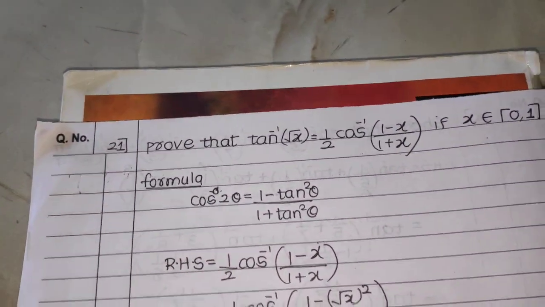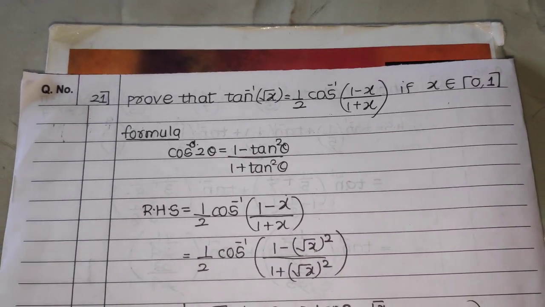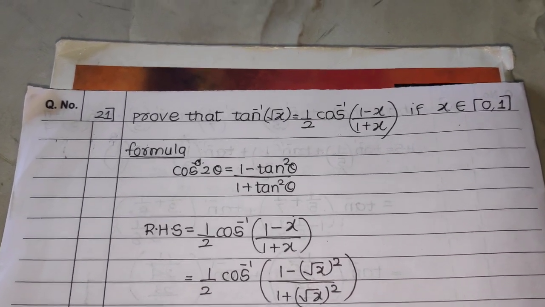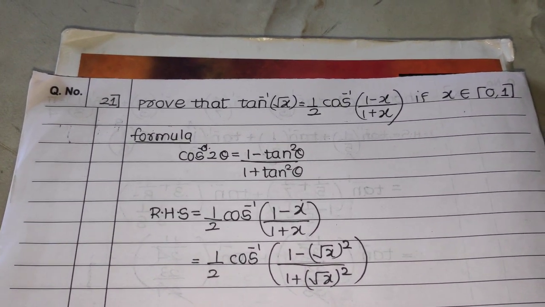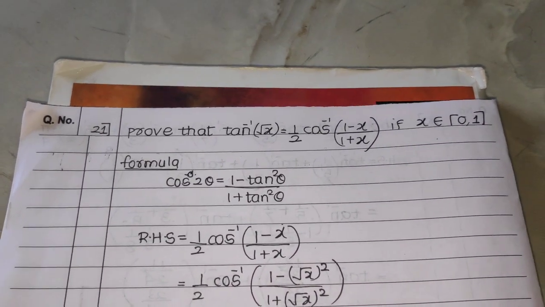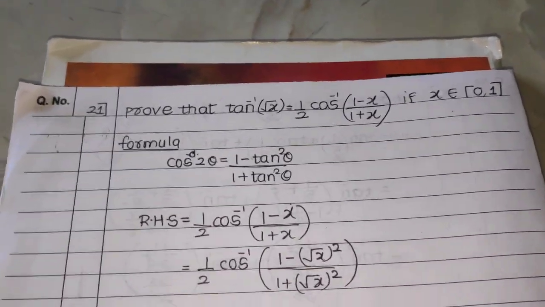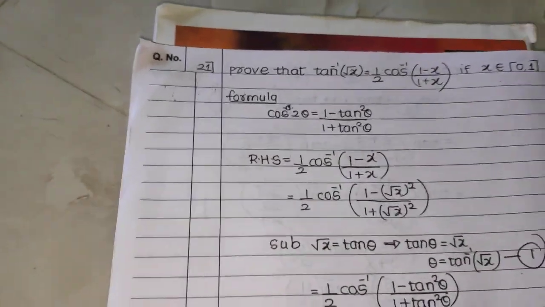So we prove that tan inverse of root x equals half of cos inverse of (1 minus x) upon (1 plus x). The formula is cos 2 theta is 1 minus tan square upon 1 plus tan square. This is the formula we kept in mind. We started with the right hand side.